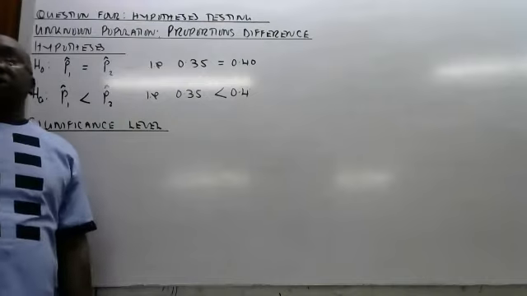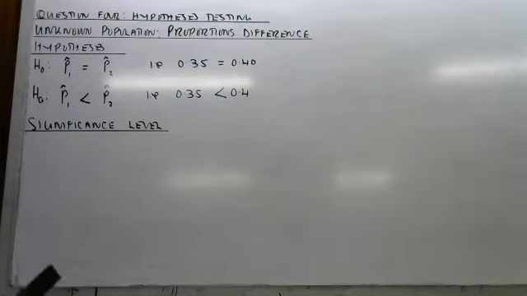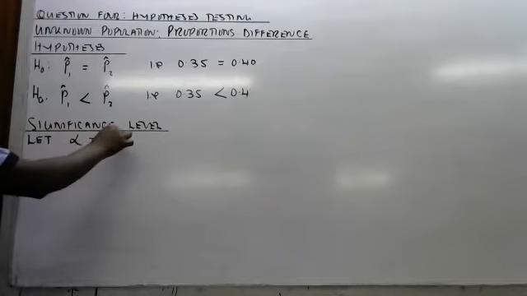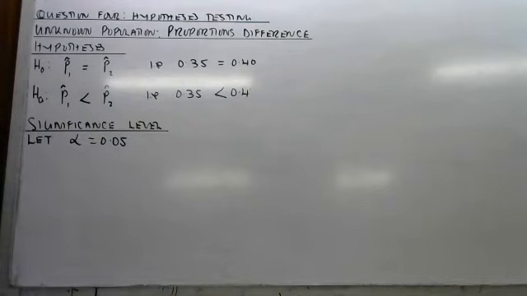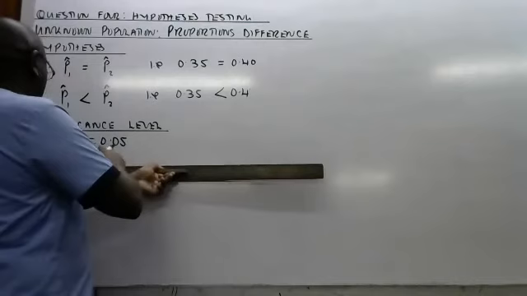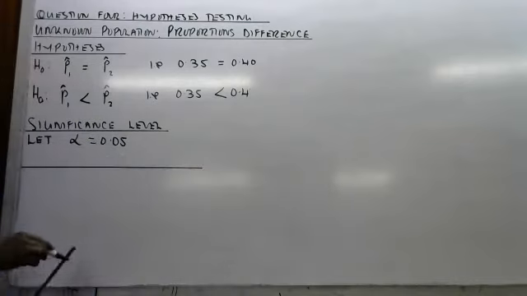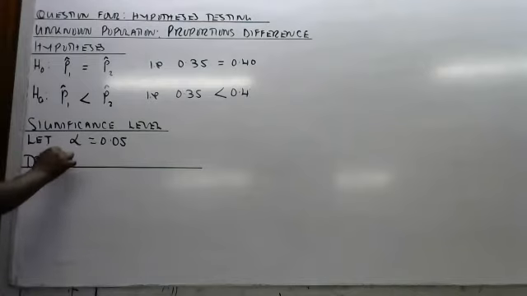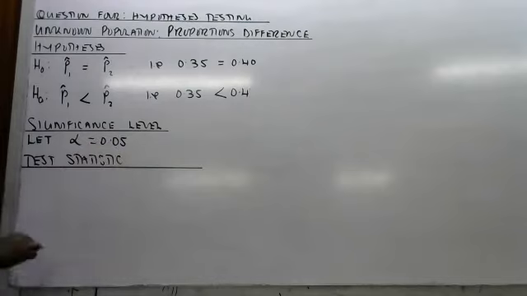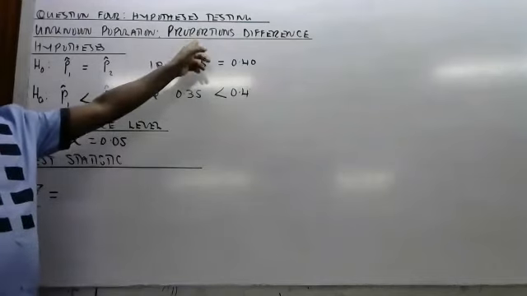And this question has not mentioned the significance level, but in the exam they will. If it's not given, you simply assume alpha to be 0.05. So that one is assumed. Next is the test statistic. For the test statistic, we always use Z, anytime you are dealing with proportions, whether the population is known or unknown.